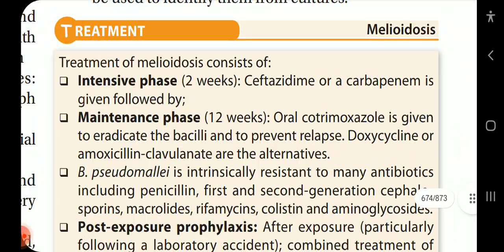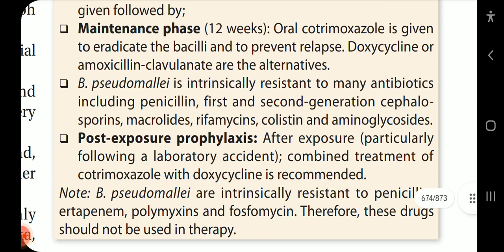Treatment. Treatment of melioidosis involves an intensive phase of 2 weeks where ceftazidime or carbapenem is given, followed by a maintenance phase of 12 weeks where oral cotrimoxazole is given to eradicate the bacilli and to prevent relapse. Doxycycline or amoxicillin clavulanate are the alternatives. Burkholderia pseudomallei is intrinsically resistant to many antibiotics, including penicillin, first and second generation cephalosporins, macrolides, rifamycins, colistin, and aminoglycosides.